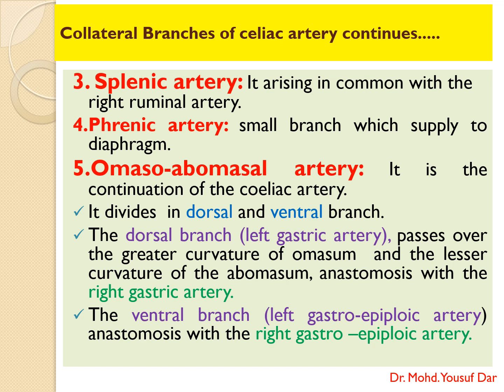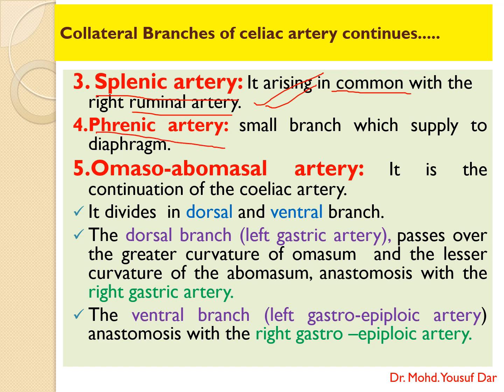Now the next branch is the splenic artery. The splenic artery arises in common with the right ruminal artery. This splenic artery passes over the dorsal sac of the rumen and then reaches the hilus of the spleen. So the splenic artery supplies the spleen.